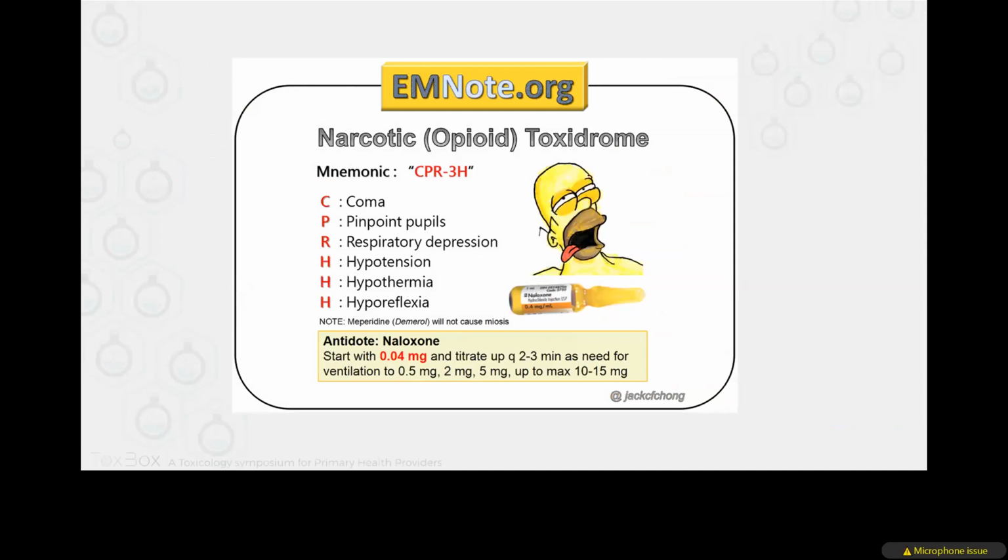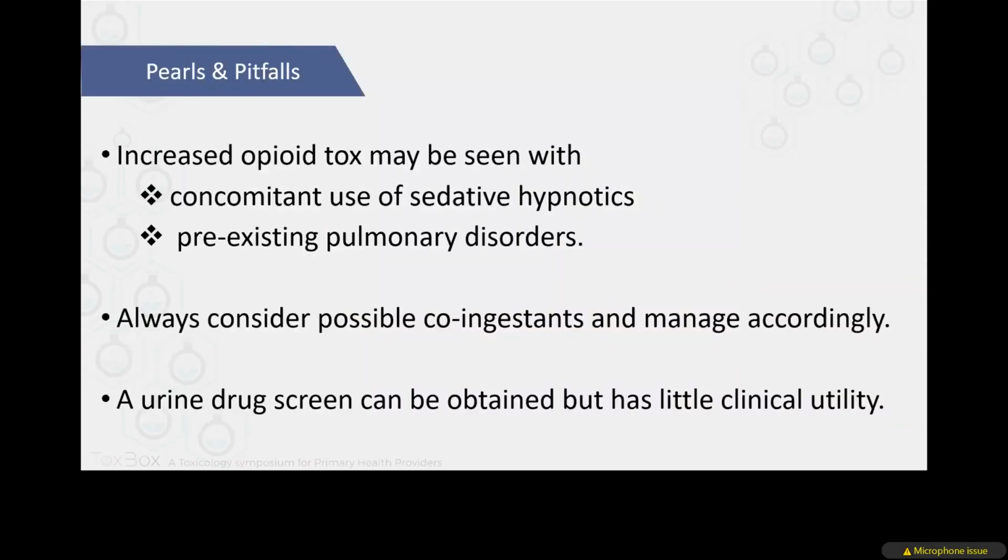Now, the opioid toxidrome, memorized by CPR3H: coma, pinpoint pupils, respiratory depression, hypotension, hypothermia, and hyporeflexia. Now, increased opioid toxicity may also be seen with concomitant use of sedative hypnotics, which will give more opioid toxicity. Also in those patients with pre-existing pulmonary disorders.